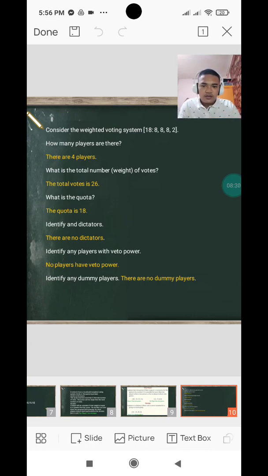Identify the dictators. There are no dictators. Identify any players with veto power. No players have veto power. Last, identify any dummy players. There are no dummy players in this situation.